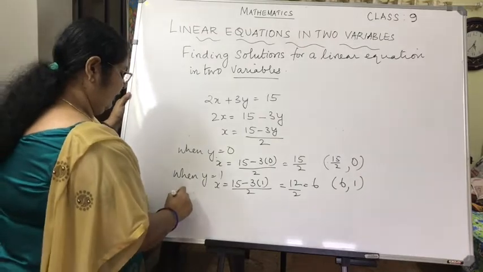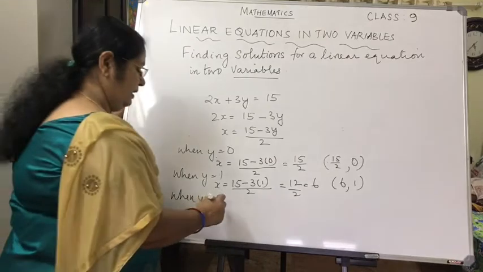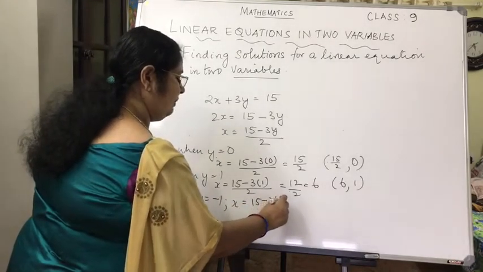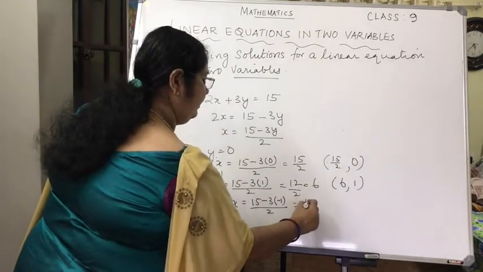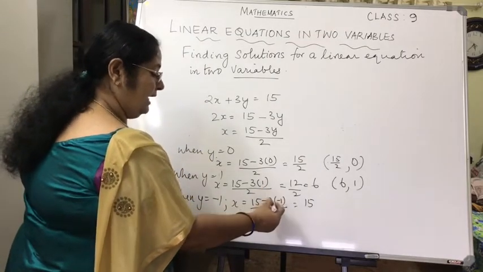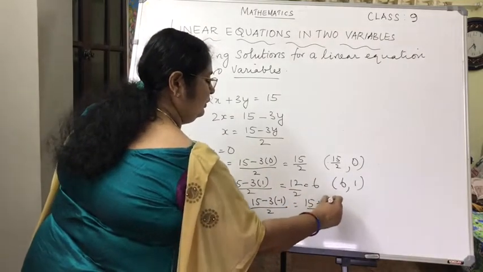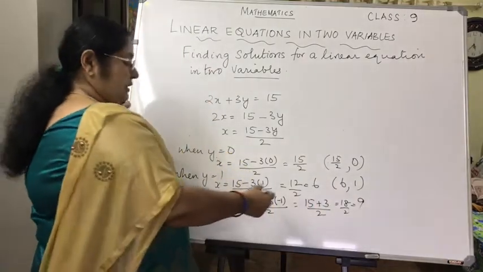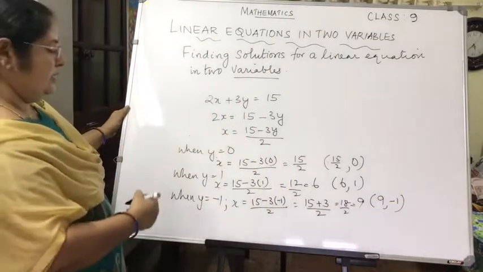Another one, when y is equal to minus 1. When y is minus 1, x will be equal to 15 minus 3 into minus 1, the whole divided by 2. This will be 15, and 3 into minus 1 is minus 3. Minus of minus will be plus 3 by 2. So 15 plus 3, 18 by 2, or 9. So what is the solution? 9 comma minus 1. This is another solution.